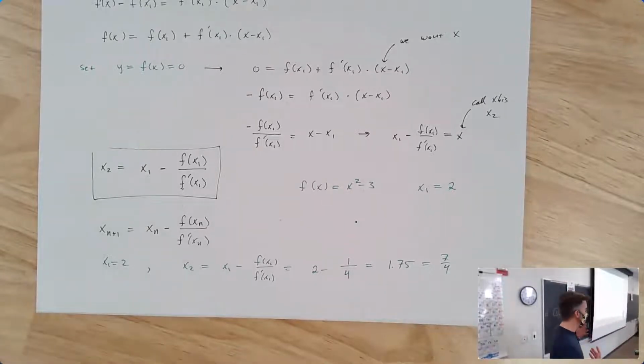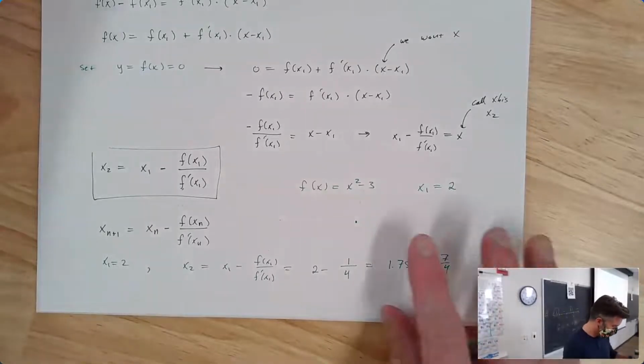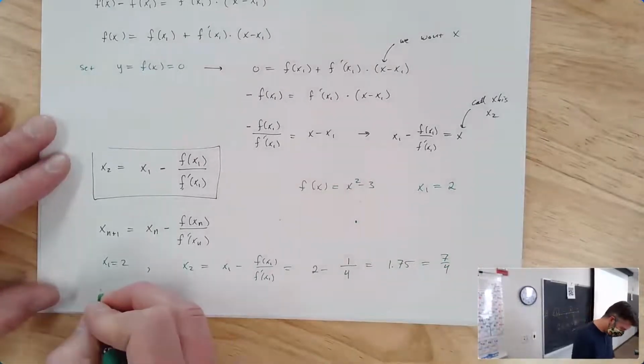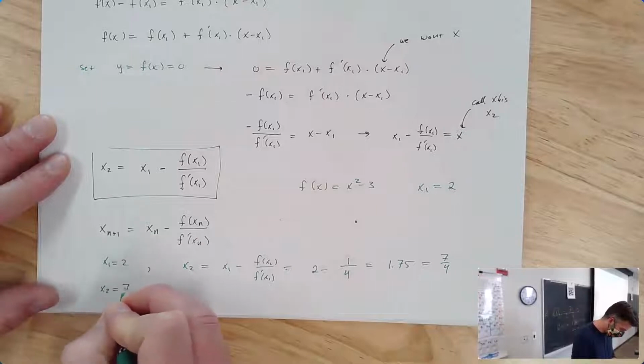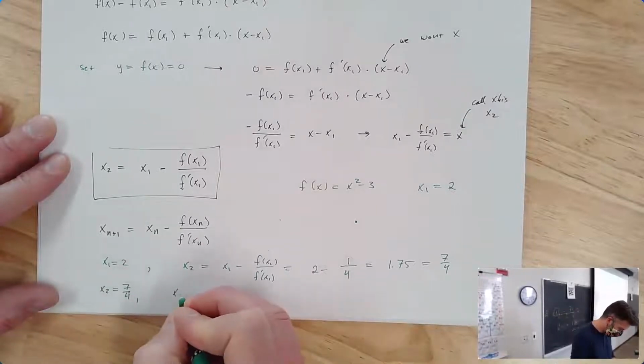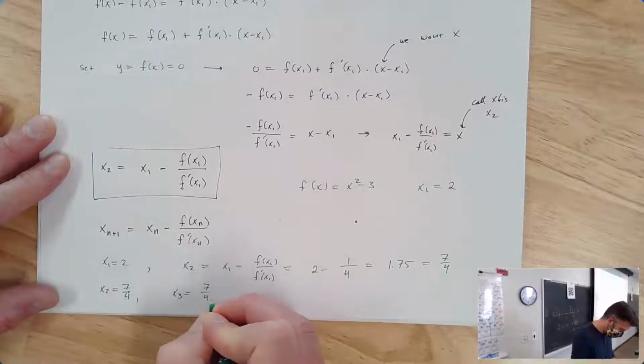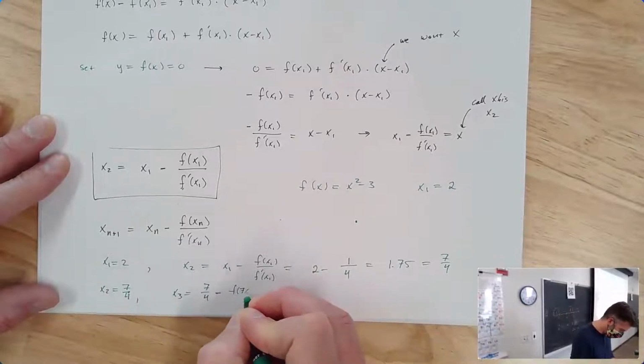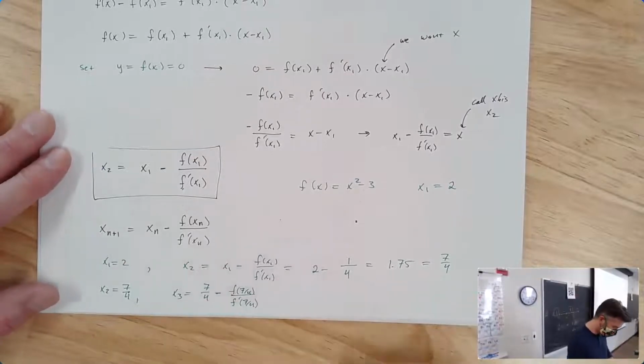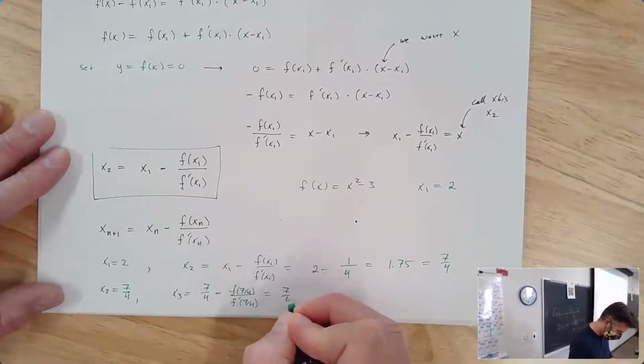Typically, with these Newton's method problems, you're only doing a couple iterations, at least if it's on an exam and you're not allowed to use a calculator. It really gets tedious calculation-wise pretty fast. For example, if I wanted to find the next iteration, so my x sub 2 is 7/4, x sub 3 is going to be 7/4 minus f of 7/4 over f prime of 7/4. That's getting pretty ugly.